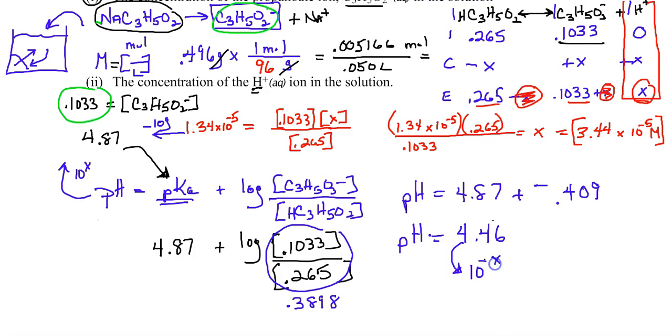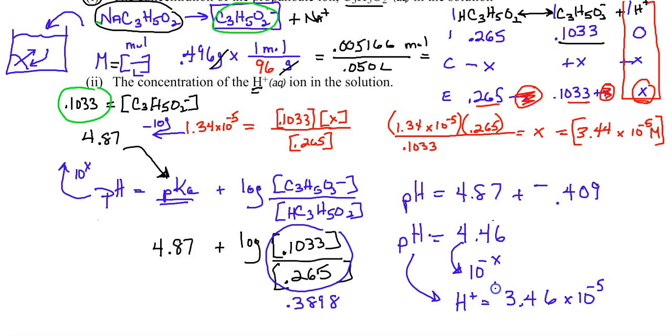Now they were looking for the H plus concentration, so all I've got to do is 10 to the negative x there, so I would just clear that up. I go second function, 10 to the negative, second answer here for my calculator. And so what I get, my concentration of H plus from the pH, is equal to 3.46 times 10 to the negative 5.